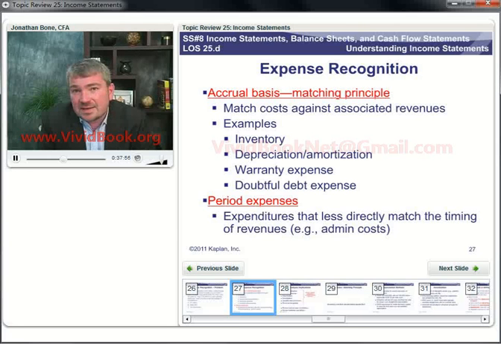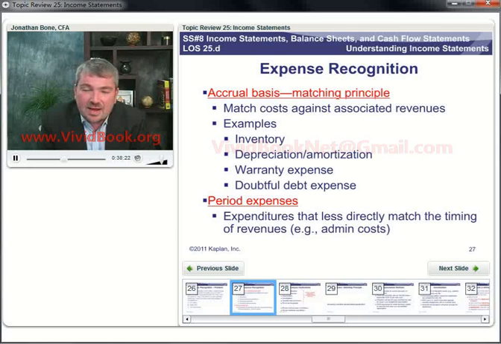Doubtful debt expense is another good one. We know in our accounts receivable some of the cash won't be collected from our customers, and as a result it's not an asset. Remember, an asset needs to lead to a future inflow of benefit. So we deduct the doubtful debt expense from accounts receivable in the balance sheet and show it as an expense in the income statement. So we use the matching principle for any costs that are directly related to revenues.